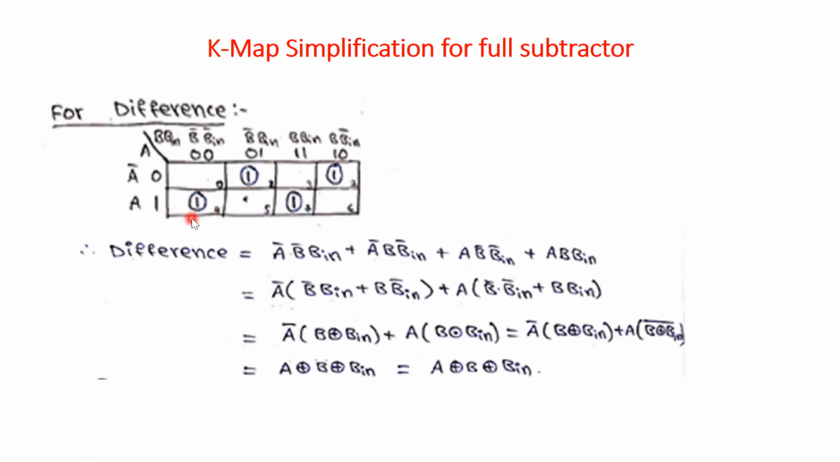Or what would you write for this? A B' B in. Then this will be A' B' B in. Then again you have to take a common factor. Here they have taken common. It's only two more steps. But finally you remember your answer will be the XOR of all the three inputs that you have taken. So you have A XOR B XOR B in. So this was the K-map for the difference.